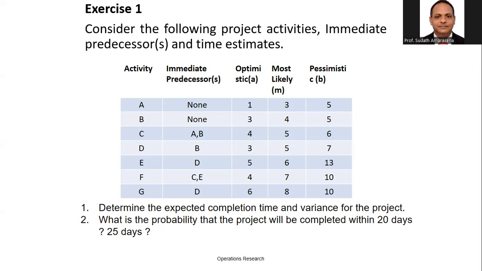So the second question asks, what is the probability that the project will be completed within 20 days and 25 days? After you identify the critical path, we can calculate the probability value using that formula. Then we should calculate the variations as well as the standard deviation. I think it is much better to go step by step. First, I explain how to calculate the expected time. I'll share the whiteboard.